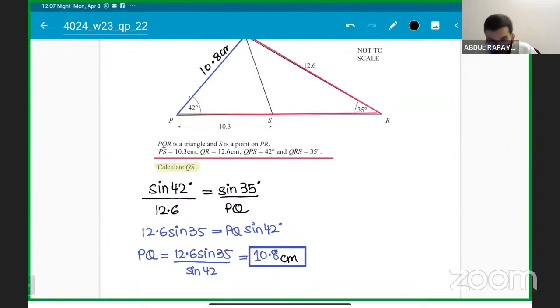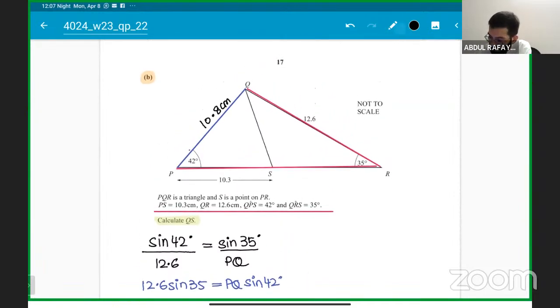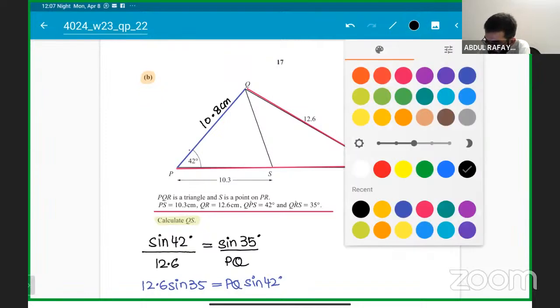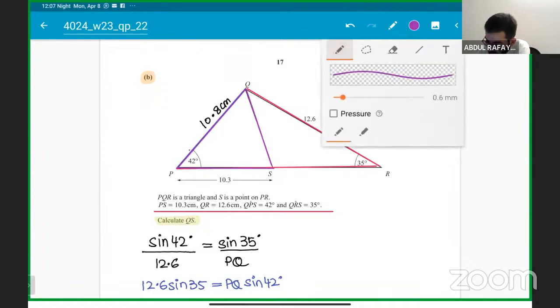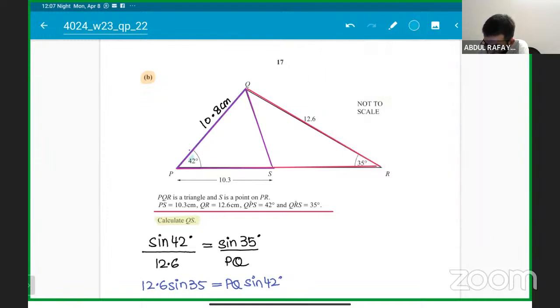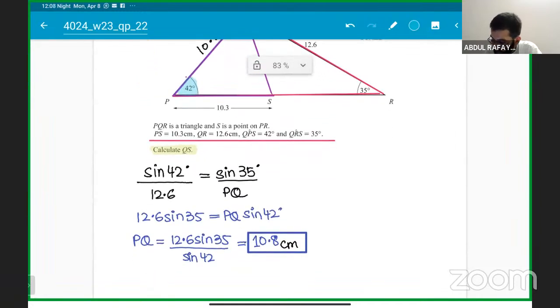Now what we can do is very simple. Because we have to find QS, sir, now we'll take the smaller triangle and you can easily apply the cosine rule, because we have the measurement in front of the angle, and we have the common angle as well, that is 42 degrees. So eventually every measurement should be used, and that is what's happening. Every measurement is being used, and that is why we are getting the correct answer here with the help of 10.8. So here we go.